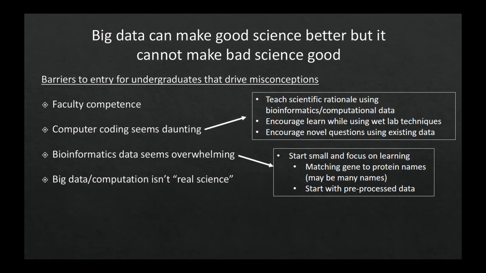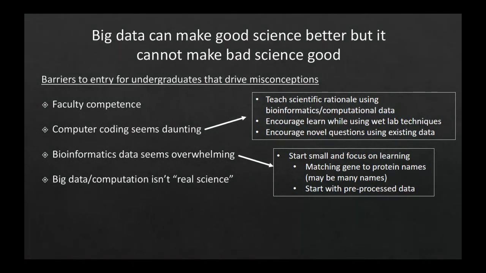So if we know that we're measuring a protein in a cell, if we want to find RNA-seq data related to that, the gene name may not be exactly the same as the protein name. And sometimes there are many different protein names, sometimes there are many different gene names. And so starting small and just thinking about, what are all the possible options for protein and gene names, and can I go find different studies that address a similar question? And a lot of times we'll start with preprocessed data.